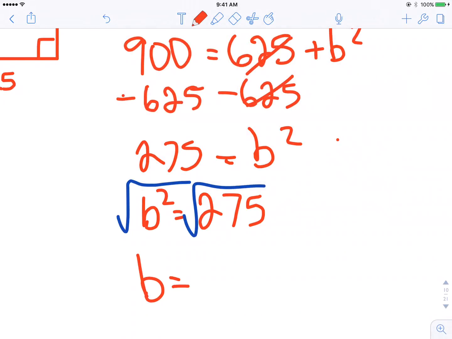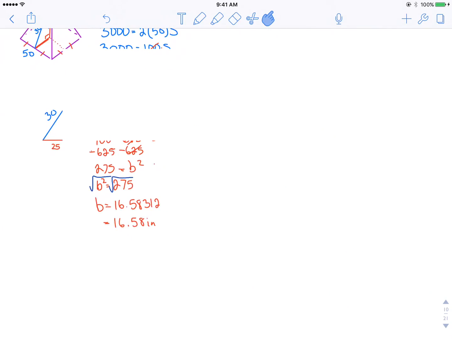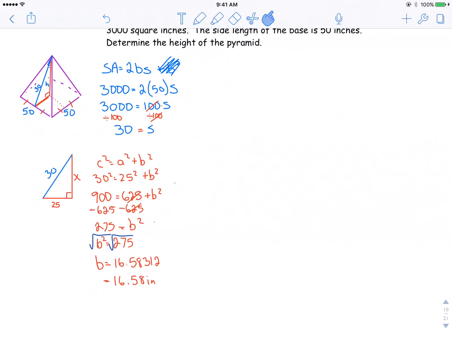b is equal to whatever the square root of 275 is, and I have it somewhere. Here it is: 16.58312, or in this case rounded to 2 decimal places, 16.58 inches. So there you go. We've got it all worked out again for you, this time with a little bit of sound on the video, which is fantastic.